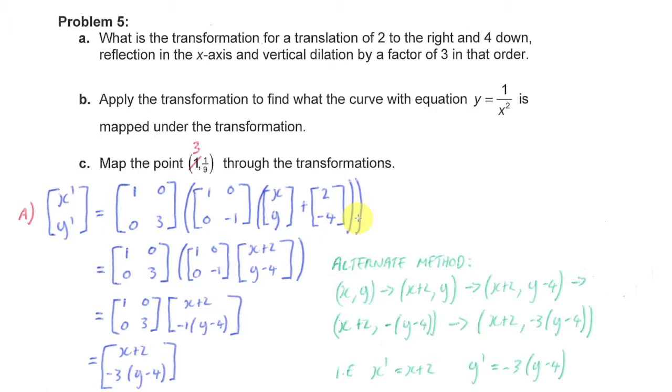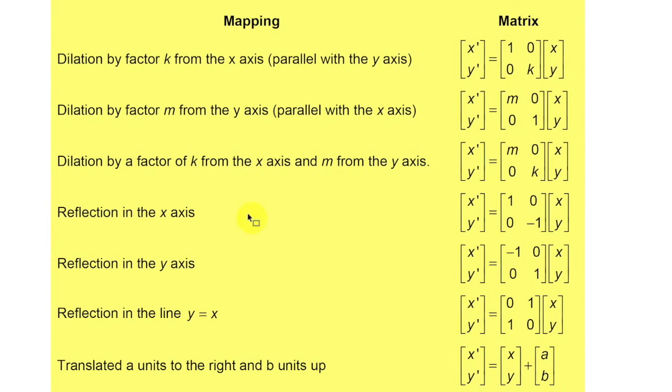Finally, the last stage of the transformations is to do with dilations. So what I have here is a vertical dilation by a factor of 3. That means every y value has been multiplied by 3. So if I look at dilation factors from the x-axis that is parallel with the y-axis, then here's my setup.